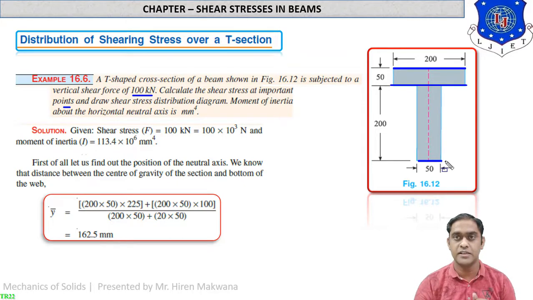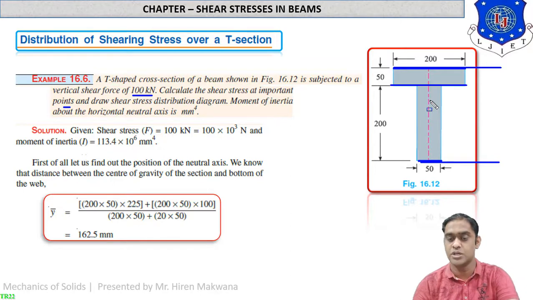We know that according to the theory, at the top layer and the bottom layer of the section, the shear stress will be 0. So at the top layer and at the bottom layer, at these two layers, the shear stress will be 0 as per our equation. So we just have to calculate three values of shear stress.